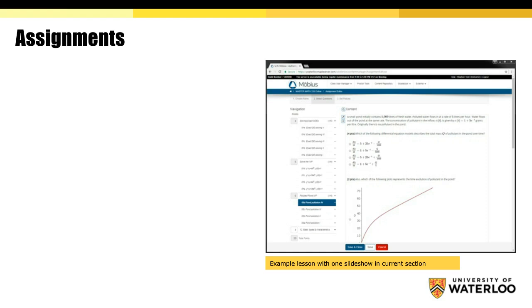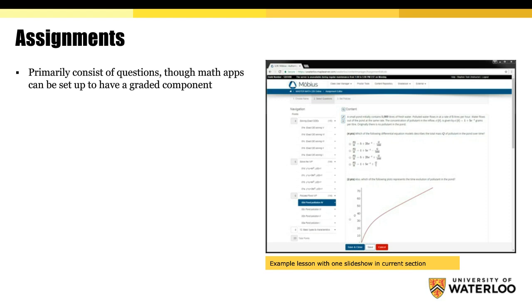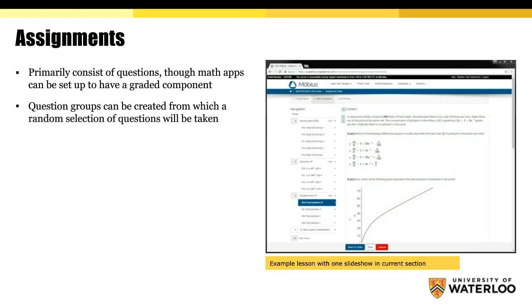So up to this point, we've focused a lot on exposition and exercises. Let's discuss how evaluation is done through assignments. So assignments are primarily composed of questions, although math apps can be constructed in such a way that they can be graded as well. As mentioned previously, algorithmic questions can be used to give each student a different variation of the same problem. If more variety is desired than one algorithmic question can provide, question groups can be created from which a smaller sample of problems can be pulled for each student.